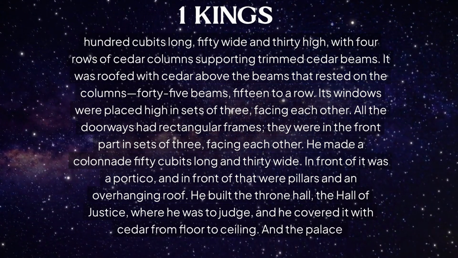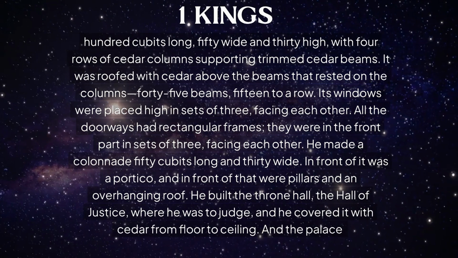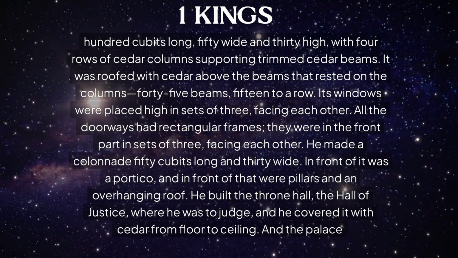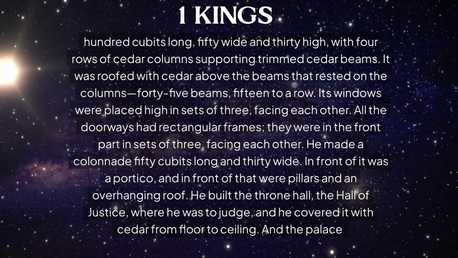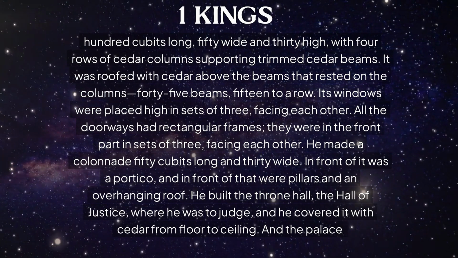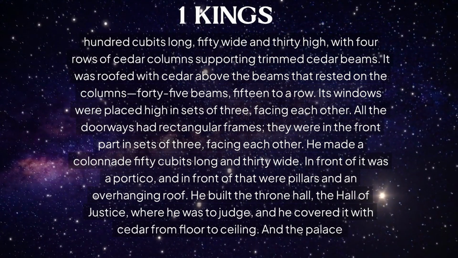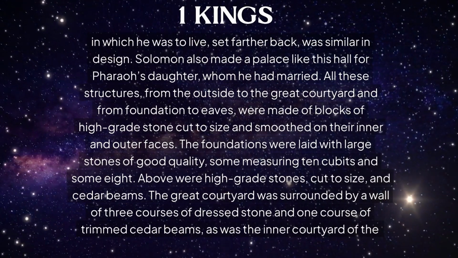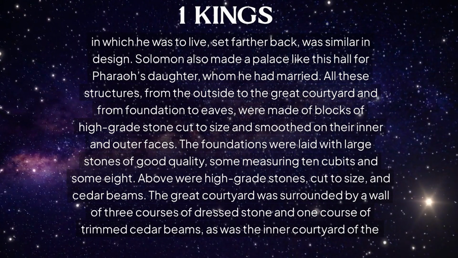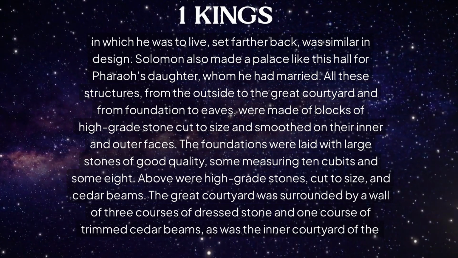He made a colonnade 50 cubits long and 30 wide. In front of it was a portico, and in front of that were pillars and an overhanging roof. He built the throne hall, the hall of justice, where he was to judge, and he covered it with cedar from floor to ceiling. And the palace, in which he was to live, set farther back, was similar in design. Solomon also made a palace like this hall for Pharaoh's daughter, whom he had married.